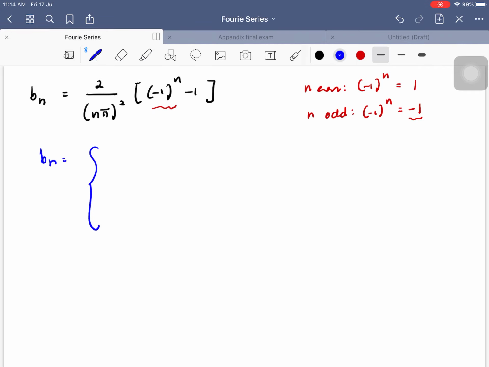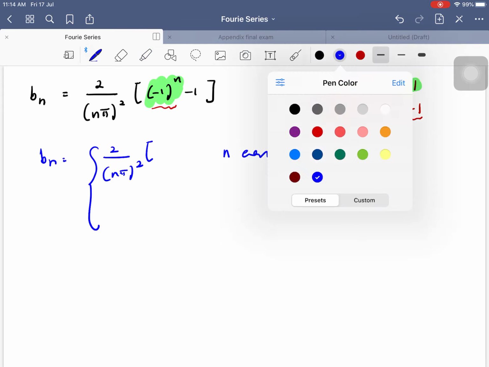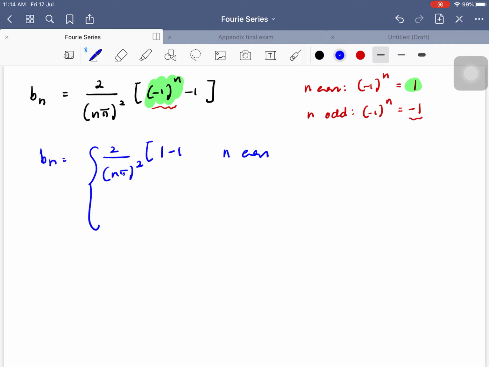Okay, so what happens when n is even? I'll end up with something like this, 2 over n pi square. When n is even, automatically this term right here is going to be positive 1. So 1 minus 1 is going to end up with a value of 0. So later I know that this is going to be 0. And it's going to be a similar idea when n is odd.